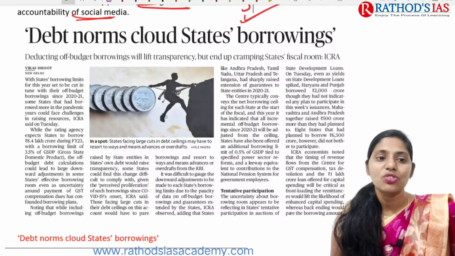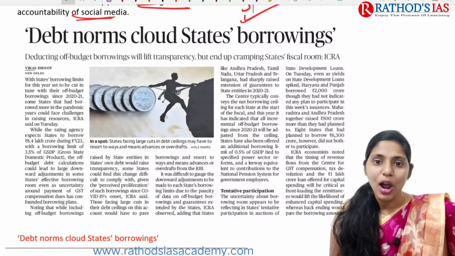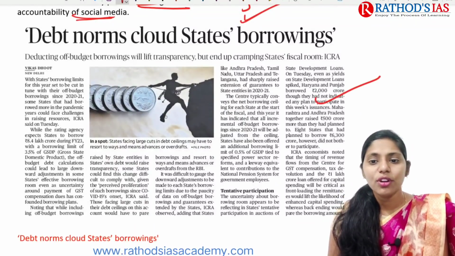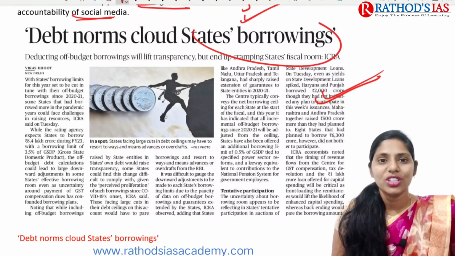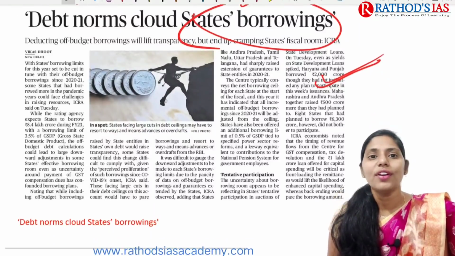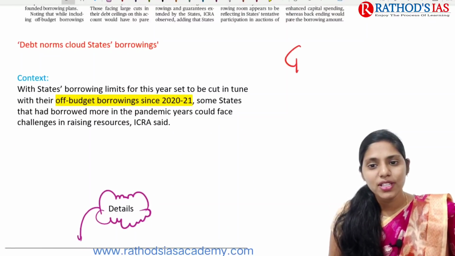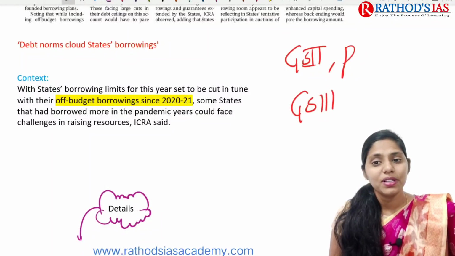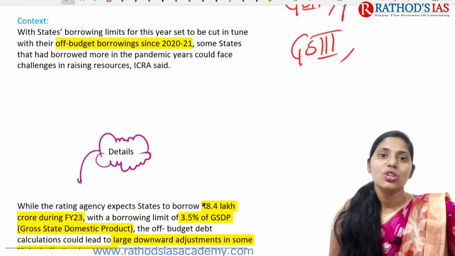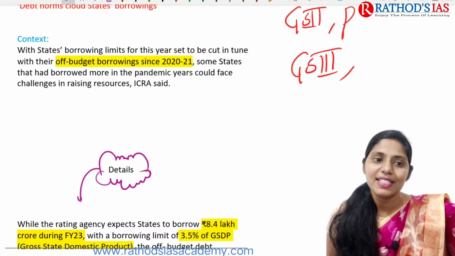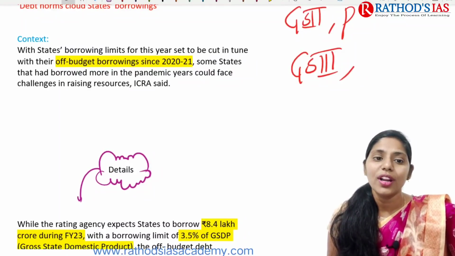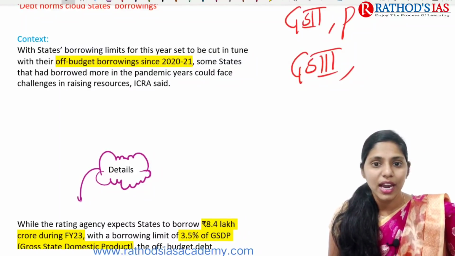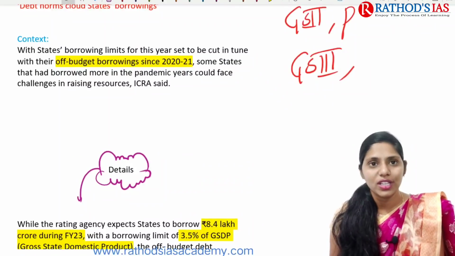And the next topic is regarding debt norms, cloud states borrowing. Here we need to know about some important articles of the Indian Constitution which mainly focus on states' borrowing. Now let us try to see this topic. This topic is important from your GS paper 2 under polity and even from GS paper 3 under your economy. Regarding the context, it mainly says that the state's borrowing limit for this year is set to be cut in tune with their off-budget borrowing since 2020 to 2021.